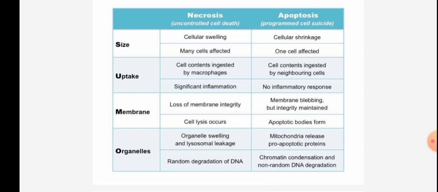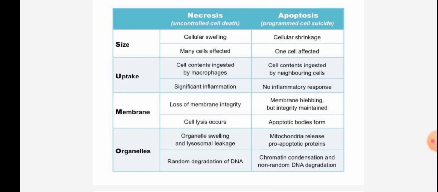The table shows the differences between necrosis and apoptosis. The first is size. Cellular swelling happens in necrosis. Necrosis is uncontrolled cell death. Apoptosis is programmed cell suicide. In apoptosis, cellular shrinkage happens. Many cells are affected in necrosis, but only one cell is affected in apoptosis.